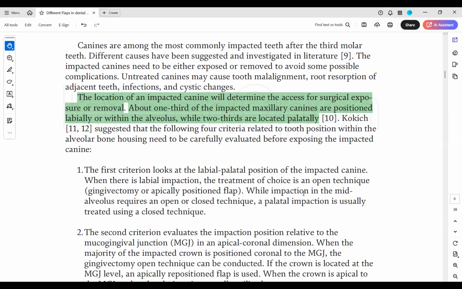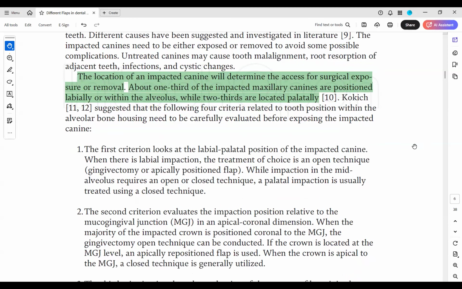The prevalence also gets asked. Of all the impacted canines, which I said is 1 to 3% in the general population, 1/3 of the canines are labially positioned and 2/3 are palatally positioned, right? Arpit, we have done this concept also. It's a directly asked question in the exam as well. So knowing these prevalences is also important.